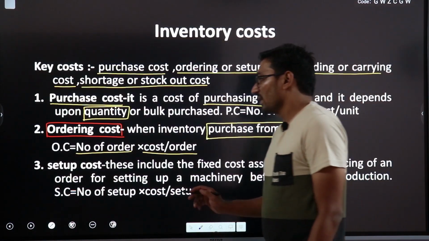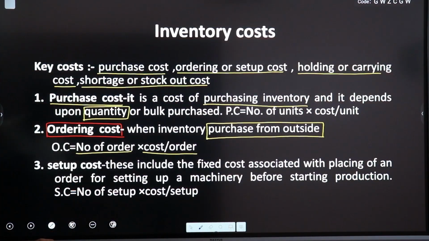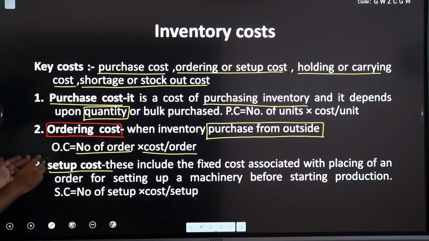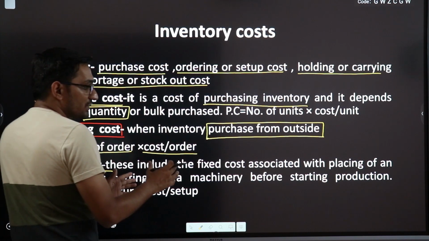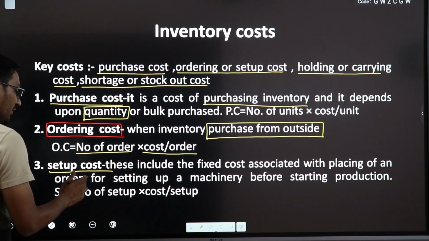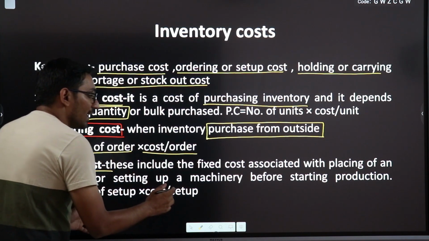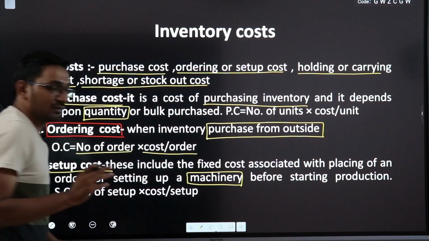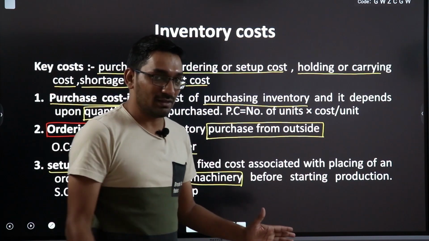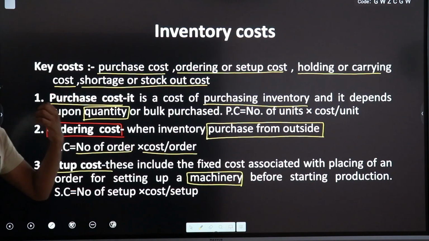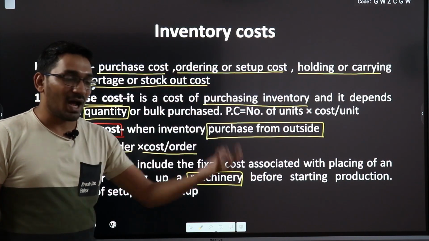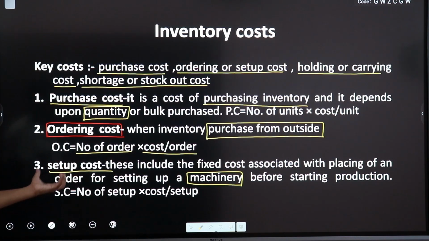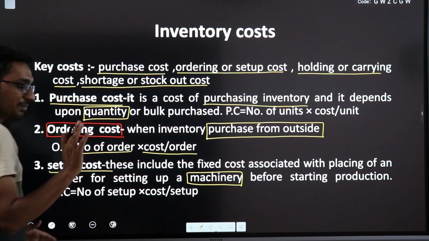The ordering cost. Meanwhile, if we talk about the setup cost, it will include the fixed cost associated with placing an order or setting up machinery. Suppose you want to set up a whole new production line. For that you need some machine, some plant, some infrastructure. So the cost of that setup will be included in the setup cost before starting the production, right?